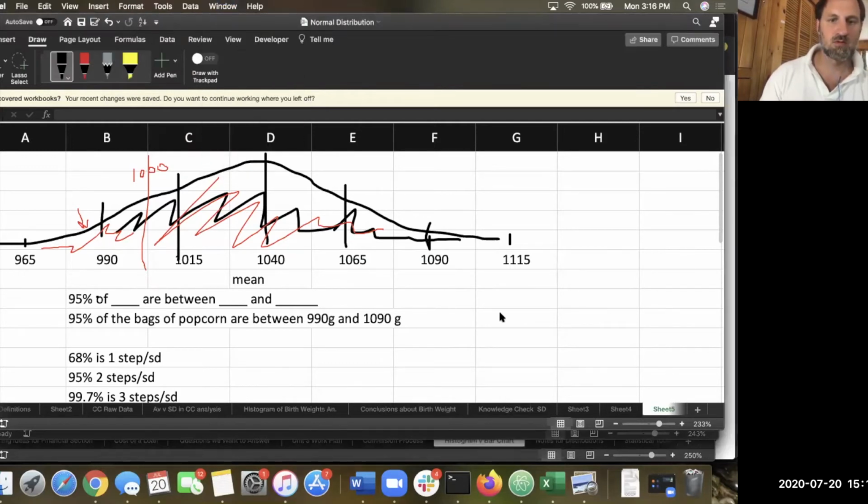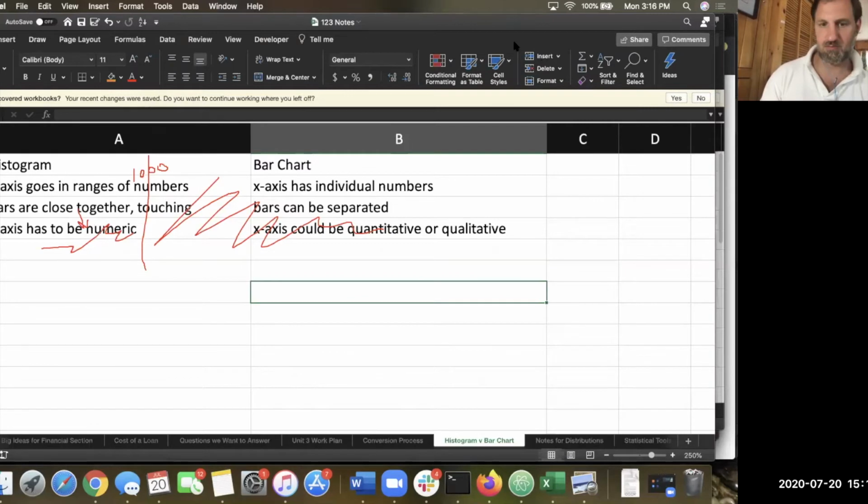Got it written out here. Gotta clear my drawings.